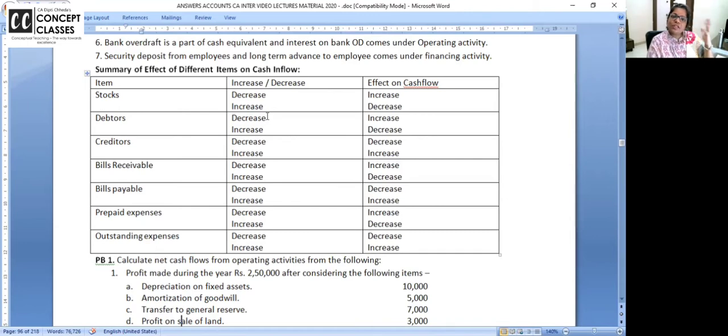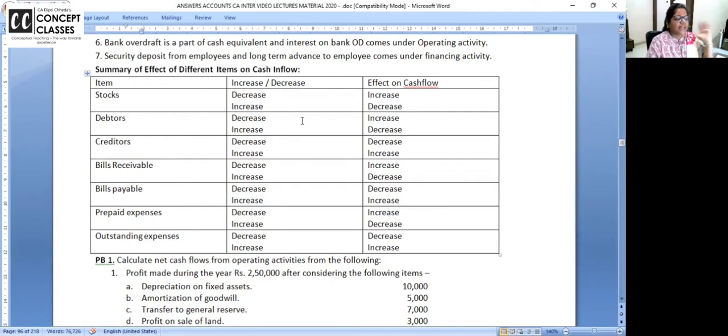Imagine stock was 10 rupees, now it has become 13. So 3 rupees more is blocked in stock. What is the effect on cash? Decrease. Money has gone out. If stock is decreasing, stock was 10, now it is 7, 3 rupees money released. Stock is reducing, meaning stock is sold. So cash is increasing. Got the logic?